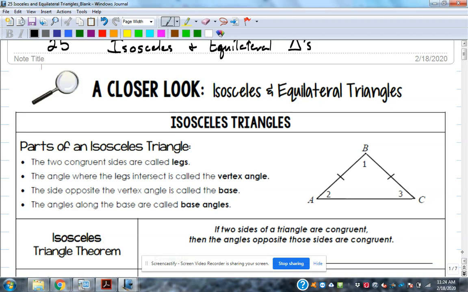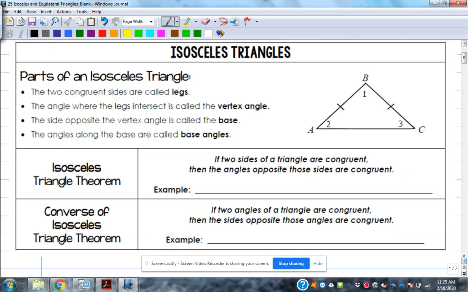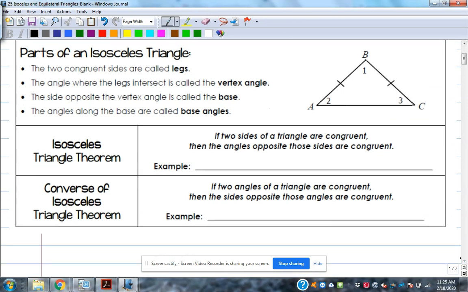The side opposite the vertex angle is called the base of the isosceles triangle. The angles at the base are called the base angles. That makes sense, doesn't it? 2 and 3 are the base angles on this particular isosceles triangle that we've got drawn there in that diagram. So that's some vocabulary that goes along with those, that you probably knew most of anyway.